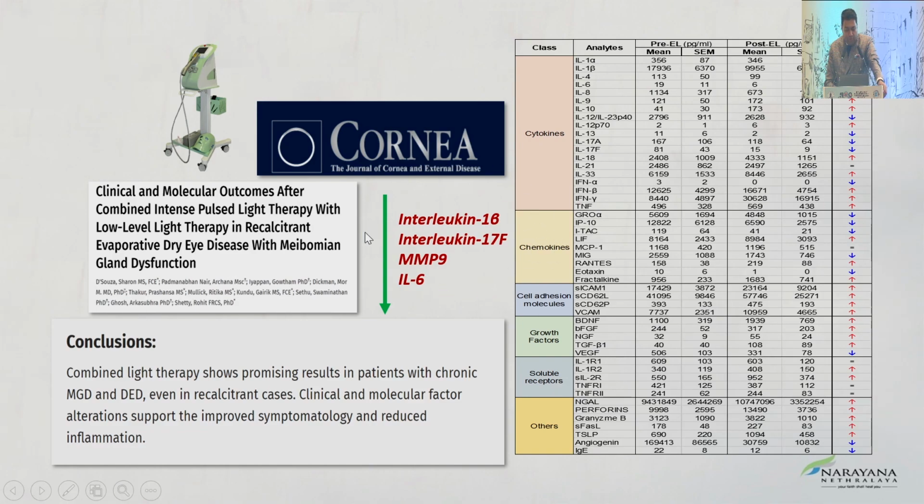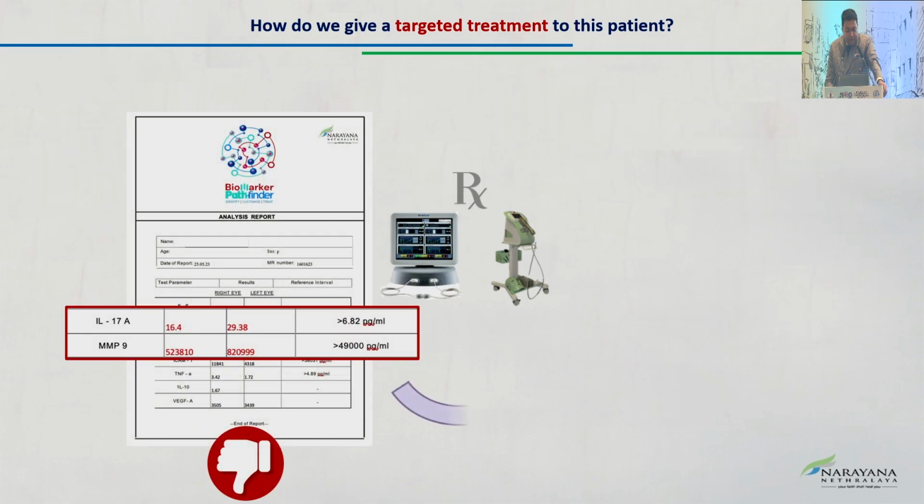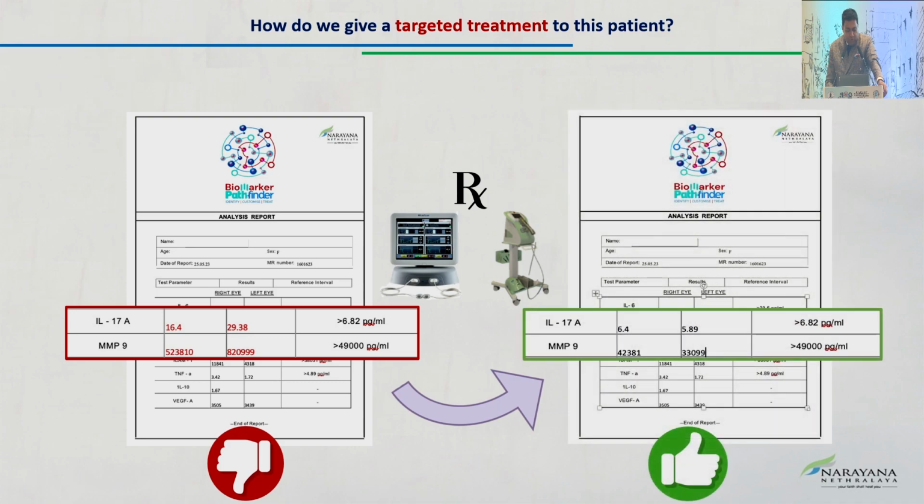And what we found was one of the factors which was very well controlled with this was IL-17. So this is how you look at how you can use it and titrate it. And even MMP9 can be controlled by your LipiFlow. So when you combine both, it works as a very good combination, and you can see that both your markers suddenly drop down, and this is just with one sitting, and pain also starts reducing.